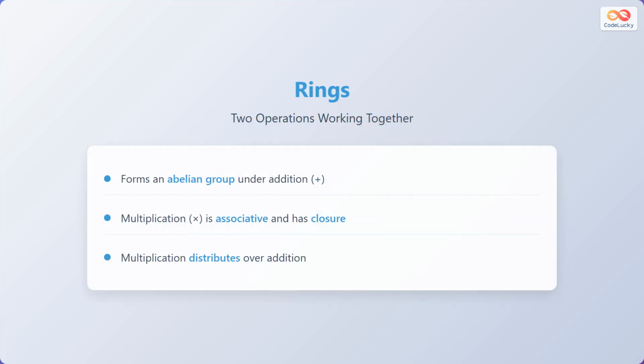Now let's talk about rings. Rings involve two operations working together. First, it forms an abelian group under addition, which means addition is commutative. Multiplication is associative and has the closure property. Finally, multiplication distributes over addition.